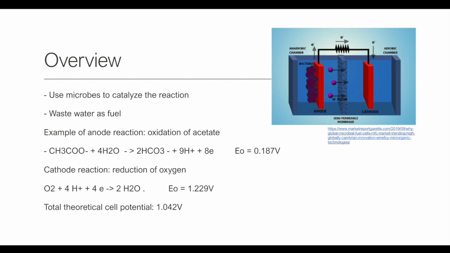The equilibrium potential of acetate oxidation is 0.187 volts. The potential of oxygen reduction is 1.229 volts. So assuming only these two reactions are occurring in the cell, the total theoretical cell potential is 1.042 volts. Microbial fuel cells are theoretically capable of energy efficiency above 50%, which, considering the fuel is already a waste product, has the potential to greatly reduce any energy costs in waste treatment.